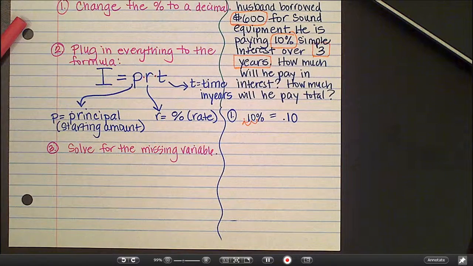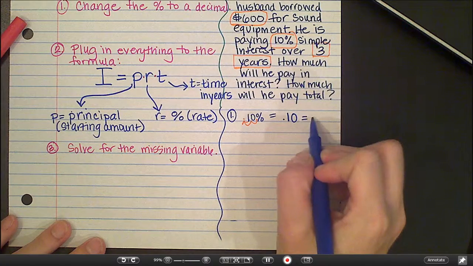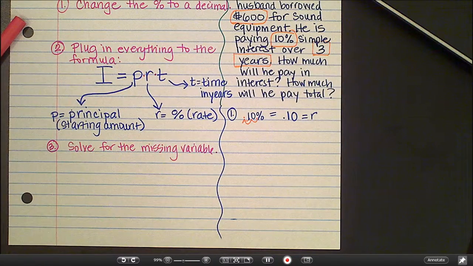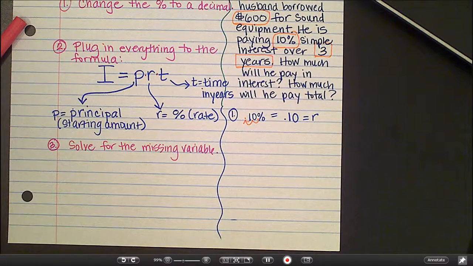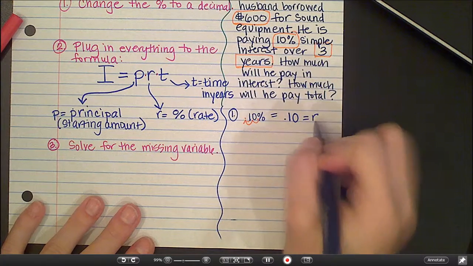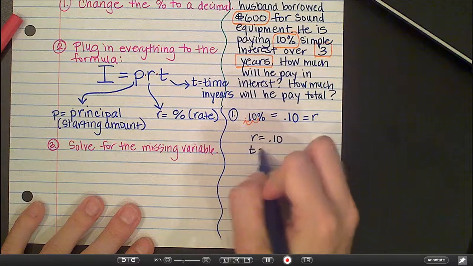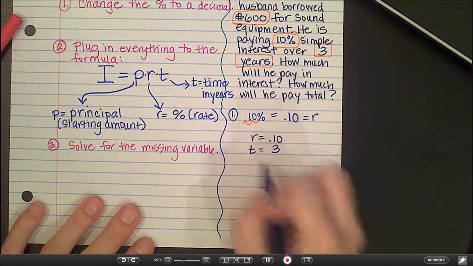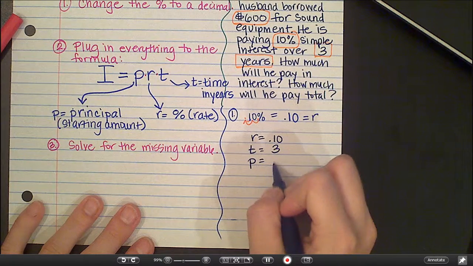Great. And that's going to be our rate. So let's just put that equals R. Our second thing, we're going to be plugging all of this into our formula. So before we do that, let's go ahead and get our T and P, which is our time and principal. We already have R, which is 0.10. T, which is our time, is 3 years. And P, which is our principal, is $600.